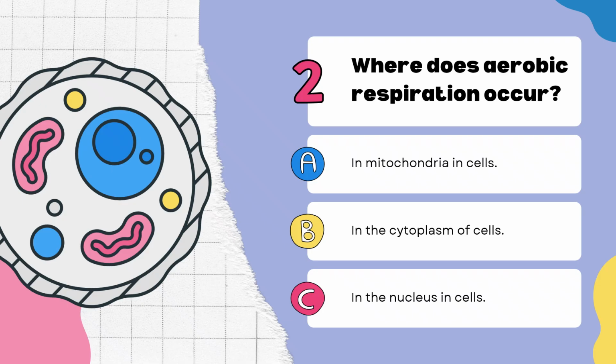Where does aerobic respiration occur? Is it in the mitochondria? Is it in the cytoplasm? Or is it in the nucleus? Yes, it is in the mitochondria.